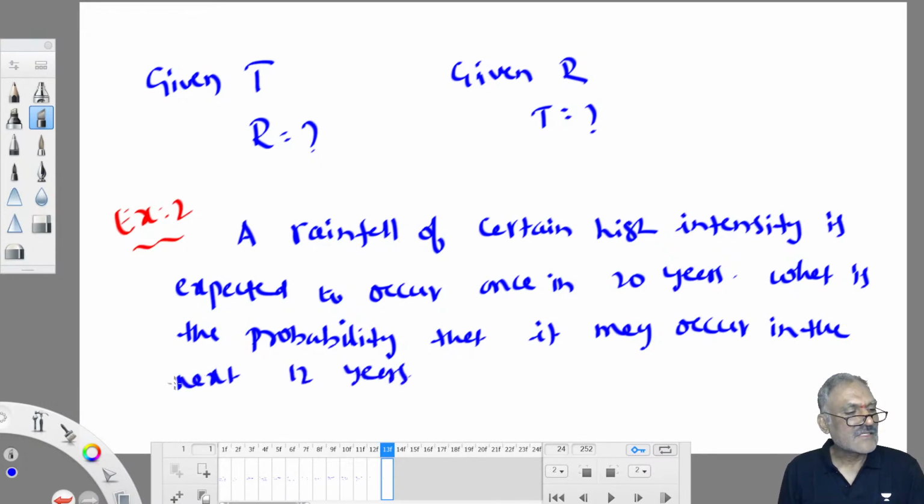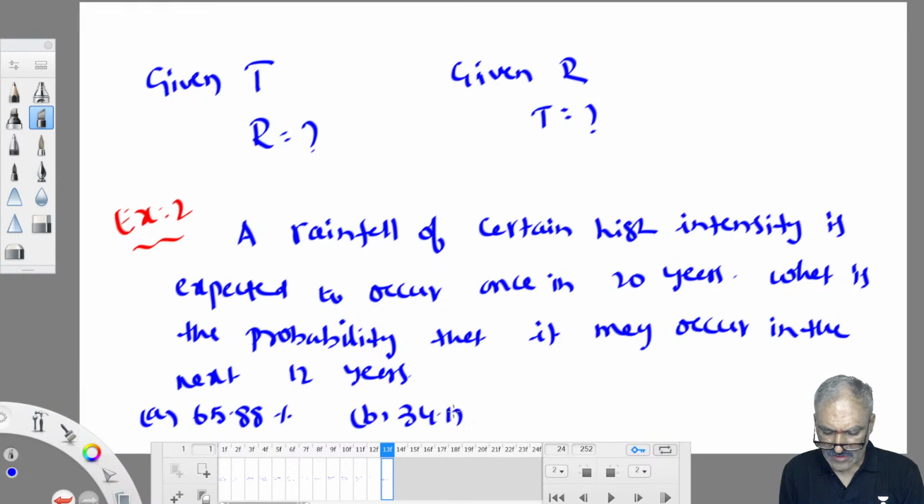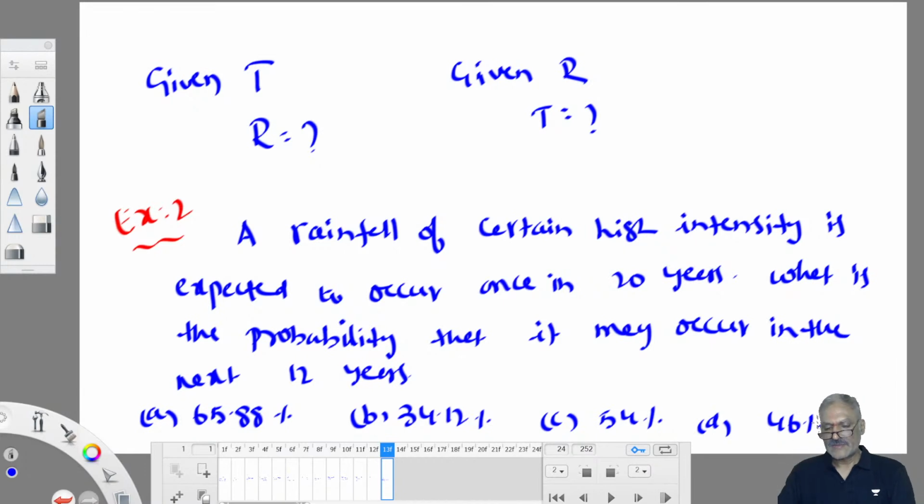Come on, work it out, guys. So what options are given? Options are given here. It is a whole GATE question only. A is 65.88% in percentage, B is 34.12%, C is 54%, and D is 46%. Probability of occurrence you can work out in fraction or in percentage, already explained, no need. Come on, let us try this one. Let me see how many of you work it out and post your answer in the comment box.